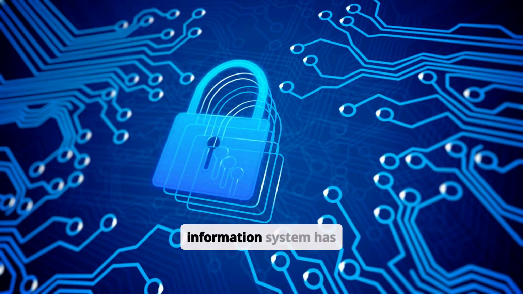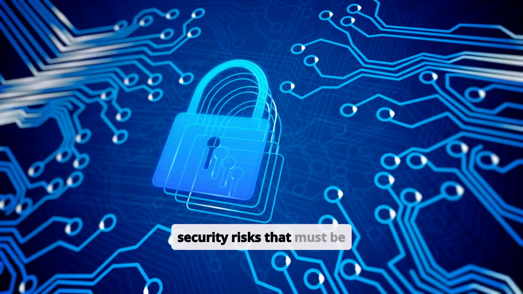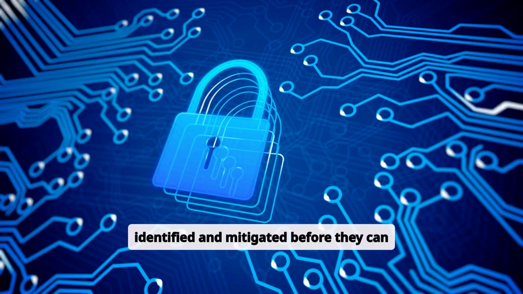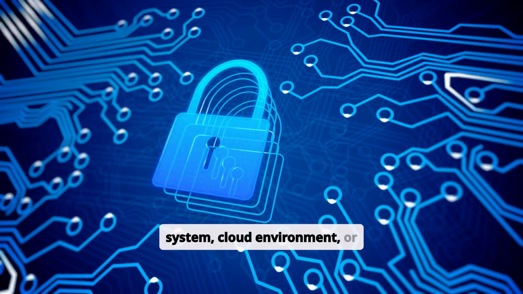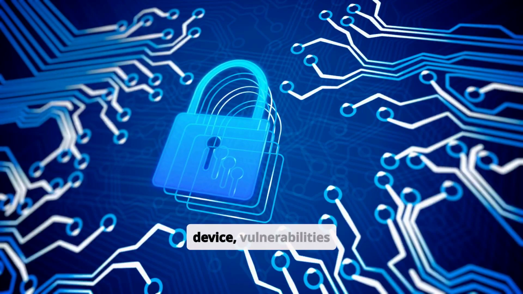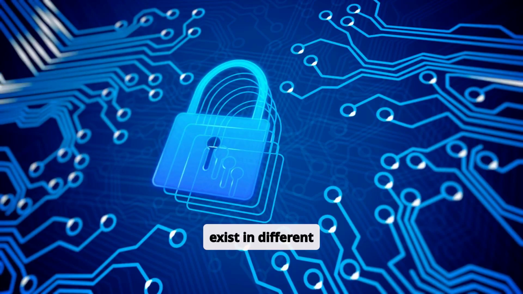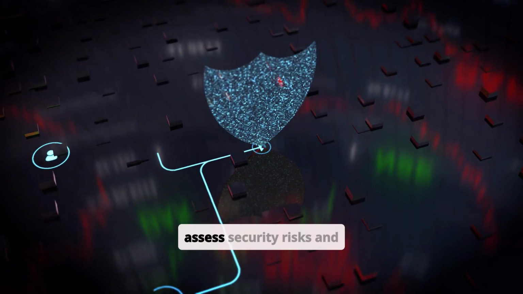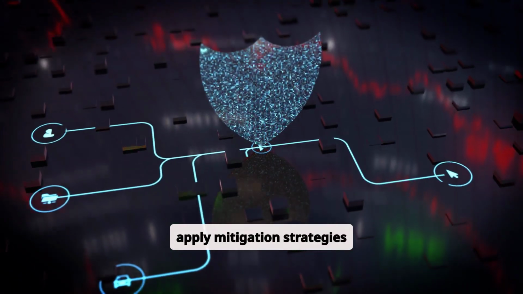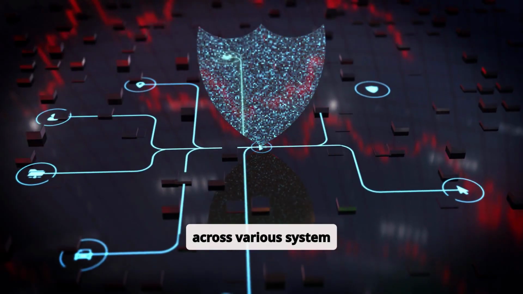Every information system has security risks that must be identified and mitigated before they can be exploited. Whether it's a client-based system, cloud environment, or Internet of Things (IoT) device, vulnerabilities exist in different architectures. In this lesson, we will discuss how to assess security risks and apply mitigation strategies across various system architectures.